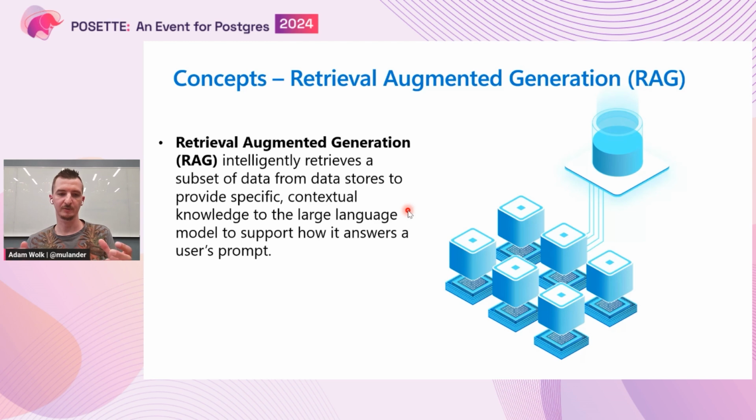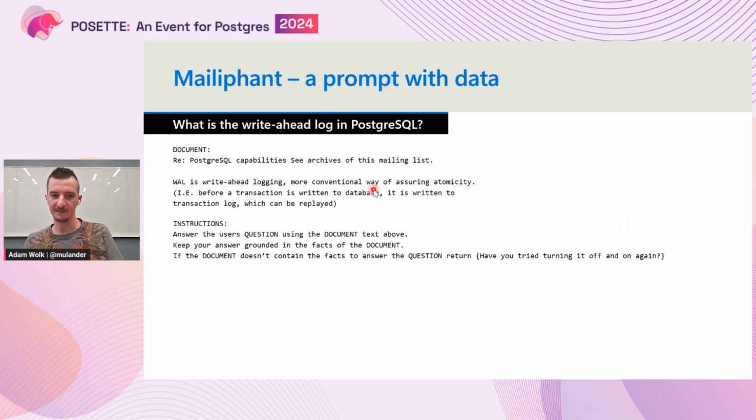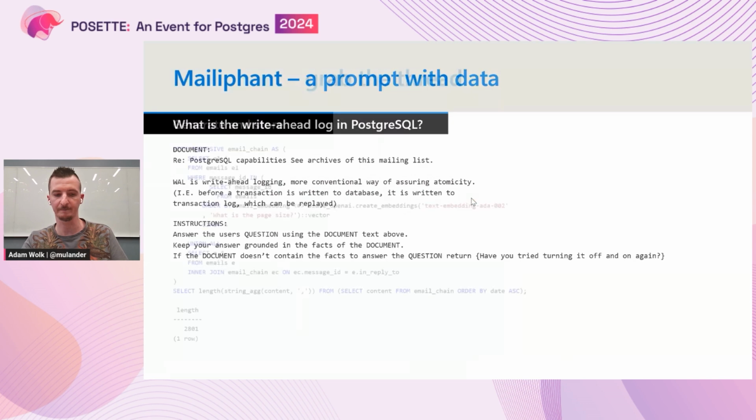So what you want to do is you want some way to tell the model, hey, ground your answers in this set of documents and don't go over it. So you could write a simple prompt like this saying, answer the question using the document. And if you don't know the answer based on the document, say, have you tried turning it off and on again? And then you could add the content of the email as the document, and the model would see the question, what is the write-ahead log, look at this email, and it would be able to say, what is write-ahead logging, a more conventional way of assuring atomicity, etc., because the answer is in the document.